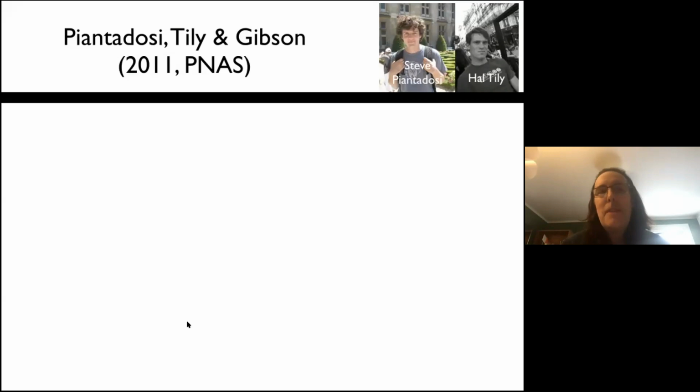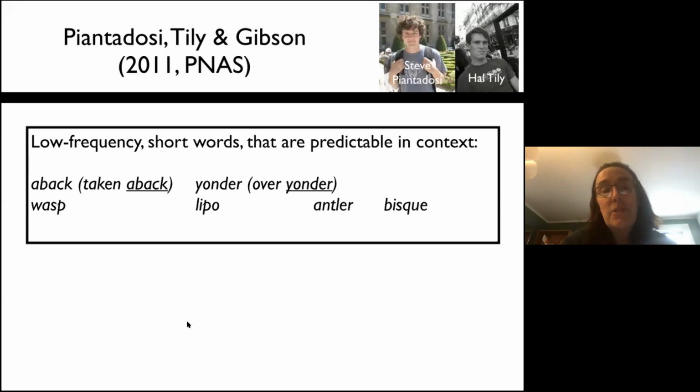So a word like aback is only two syllables in English, and it's an incredibly low frequency word. And a word like yonder, also two syllables, very, very low frequency. These hardly ever occur. People hardly ever say them, and they hardly ever write them. And yet they're very short. How can they exist? And the idea is that they can be short because they're very predictable in the local context. So some short words can exist because they're predictable in the local context.